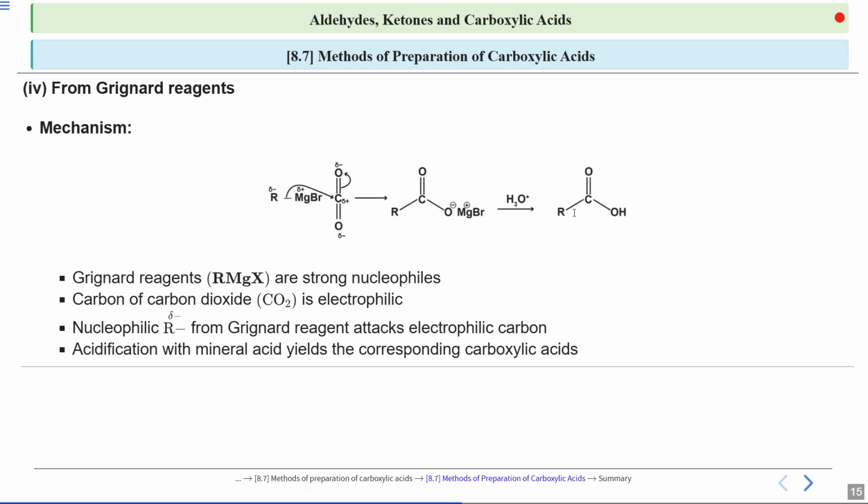So by following these steps, we see how from a Grignard reagent we can form a carboxylic acid. You need to remember that RMgX is acting as a nucleophile and the carbon of CO2 is acting as an electrophile. This Grignard reagent attacks the electrophilic carbon of CO2. The R group gets attached to the carbonyl carbon, and you get a new carbon-carbon bond, and the OMgBr group gets attached to the O minus, and further acidification gives you a carboxylic acid.